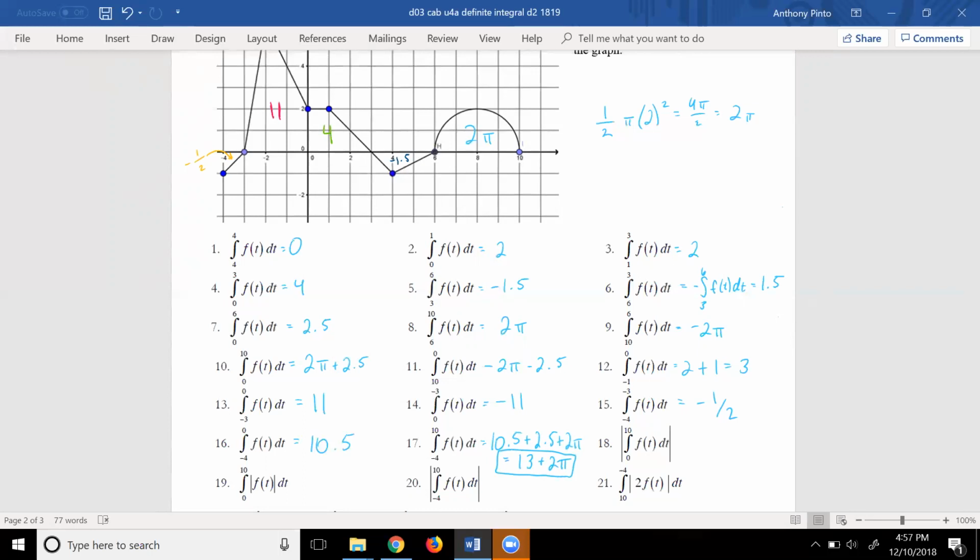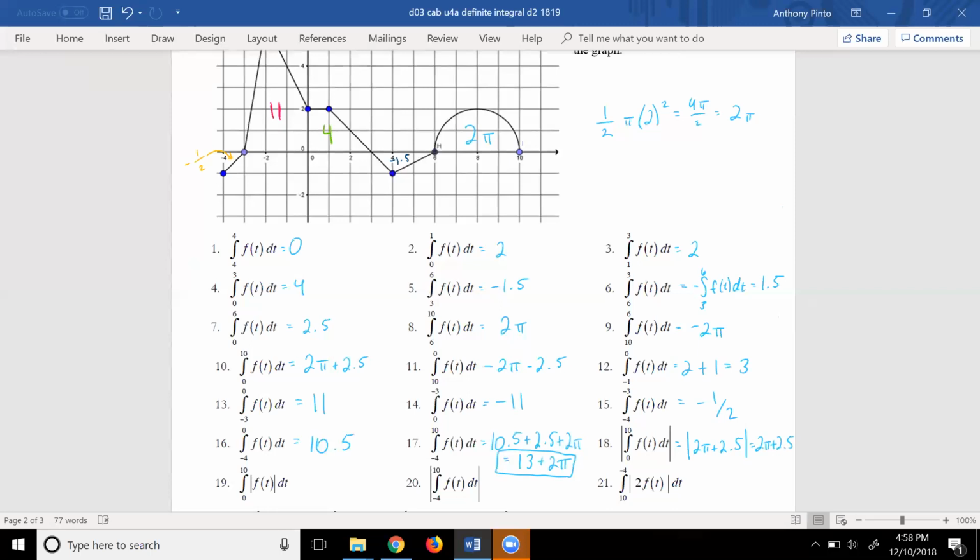For 18, this is the absolute value from 0 to 10. So we already found that the integral from 0 to 10, which one was that? That was number 10, right? Yeah, that was number 10. And we found that to be 2 pi plus 2.5. Well, the absolute value of 2 pi plus 2.5 is simply 2 pi plus 2.5. So it's the same thing.